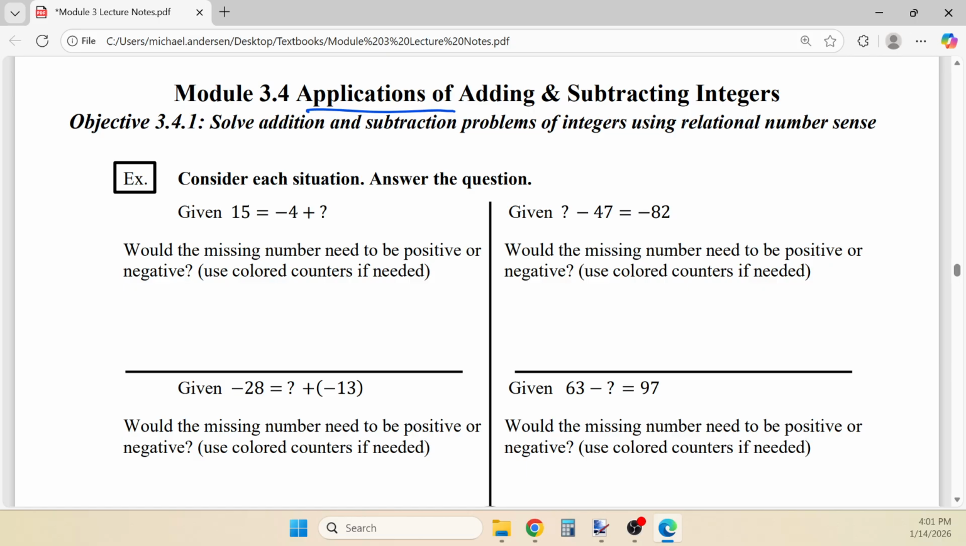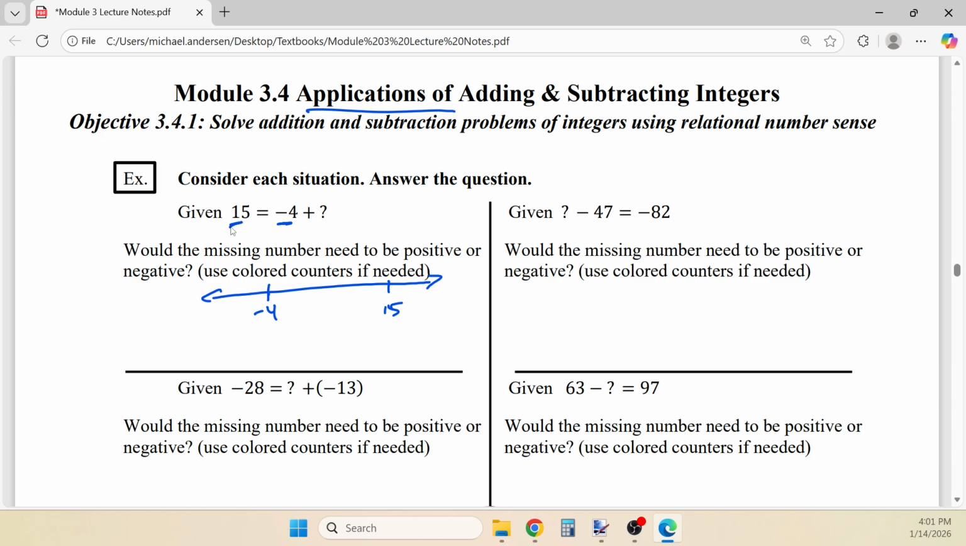Given 15 equals -4 plus something, what is the something? It asks us the question, would the missing number need to be positive or negative? So if we're going to end up with 15 and we're going to start at -4, how do we get from -4 up to 15? Do we add a negative or a positive? We can use any of the models that we've looked at before, like a number line, for instance.